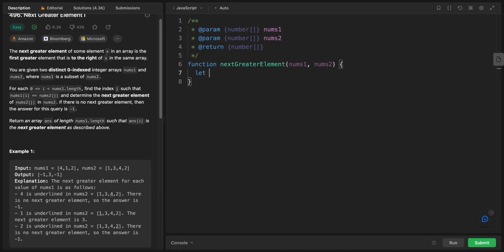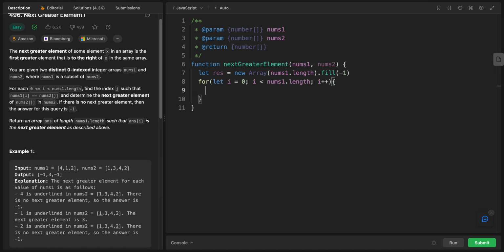First of all, I will have let res. It will be a new array, of length nums1.length, and I will fill it with -1. Okay, and I'll make a for loop, let i equals 0, i less than nums1.length, and i plus plus.